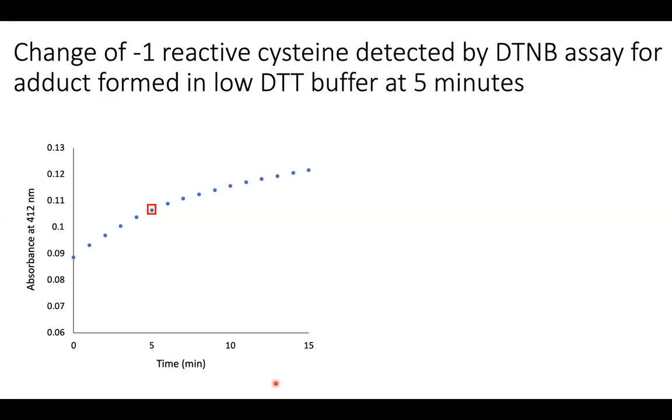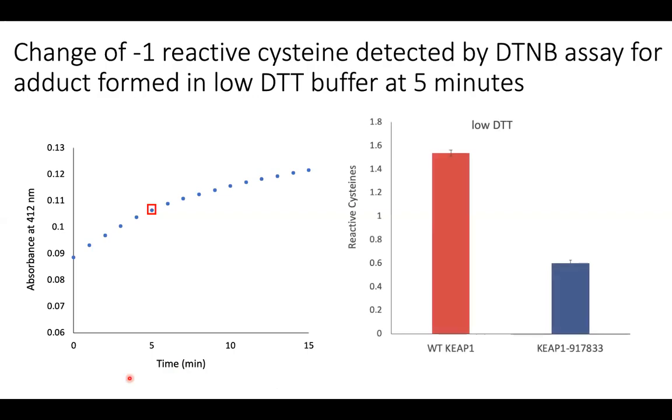in the adduct. I then formed the adduct Keap1 bound to monophore 917833 in the original low DTT buffer condition we were using, in which adduct formation has been confirmed, and conducted this assay with a wild-type control with a 5-minute endpoint absorbance taken. And I was able to observe a difference of one less reactive cysteine residue in the adduct sample, which suggested that the DTNB assay can be used to detect adduct formation.